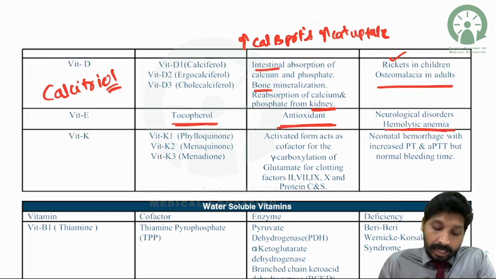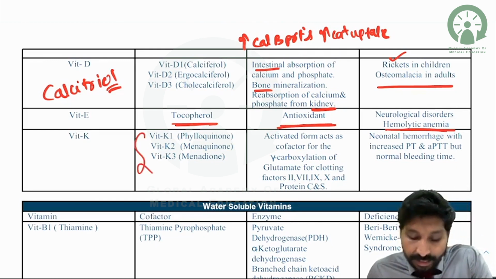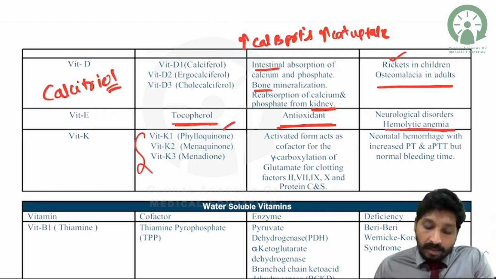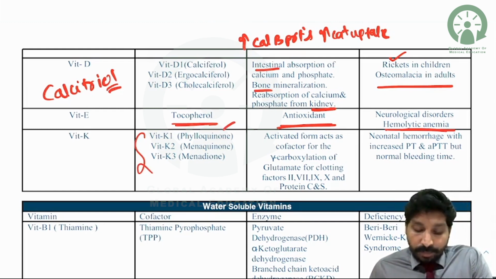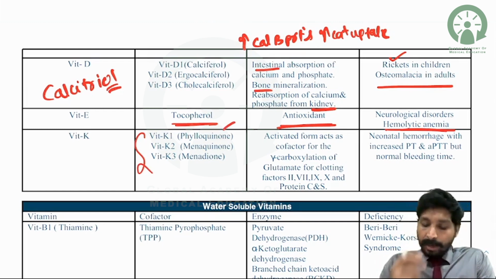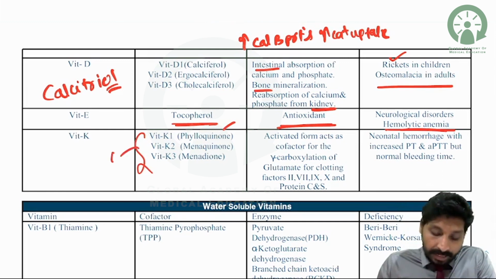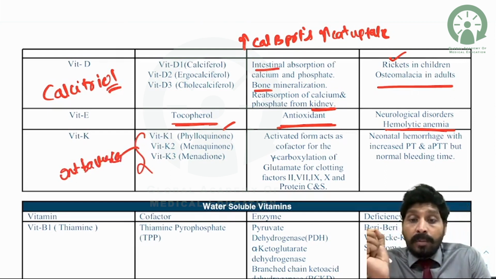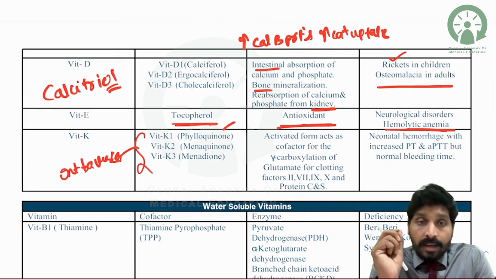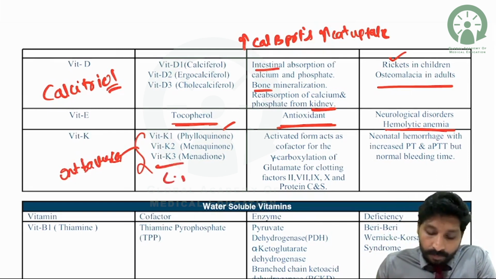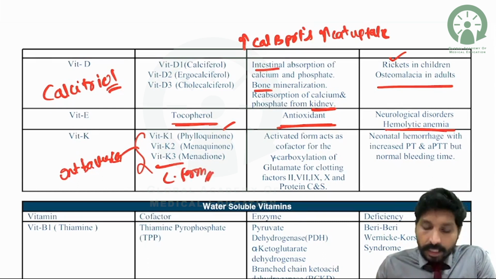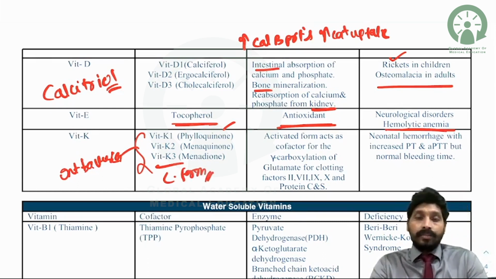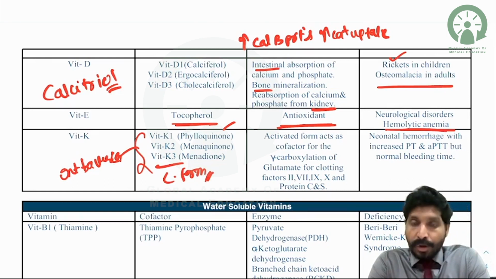Vitamin K, there are again three types: vitamin K1, K2, K3. Vitamin K1 is phylloquinone, which is present in plants, and vitamin K2 is menaquinone, which is synthesized by intestinal bacteria. Okay, this is the only fat soluble vitamin synthesized by intestinal bacteria, that is menaquinone. Menadione is a commercial form. It's synthesized in industries, a commercialized form produced in the labs.